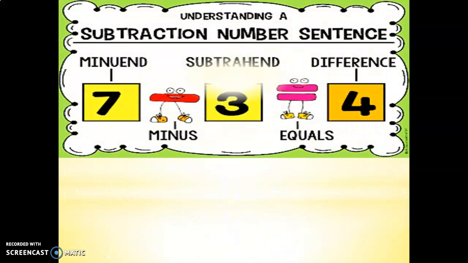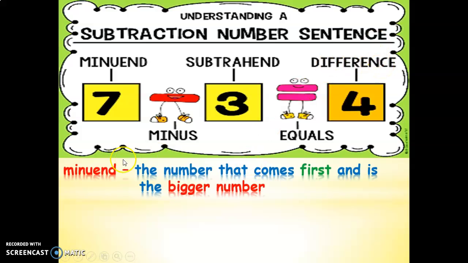Now, whenever you study about subtraction, it will also help if you understand the subtraction number sentence. For this example, we have 7 minus 3 equals 4. The number 7 is called the minuend. The number 3 is called the subtrahend. And the number 4 is called the difference.